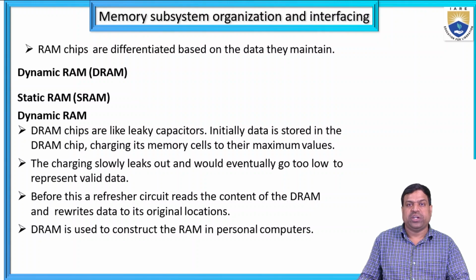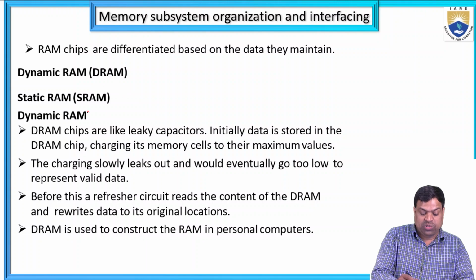DRAM is nothing but dynamic RAM. DRAM chips are like leaky capacitors. Initially data is stored in the DRAM chip by charging its memory cells to their maximum values. The charge slowly leaks out and would eventually go too low to represent valid data. Before this, a refresh circuit reads the content of the DRAM and rewrites data into its original locations. DRAM is used to construct the RAM in personal computers.